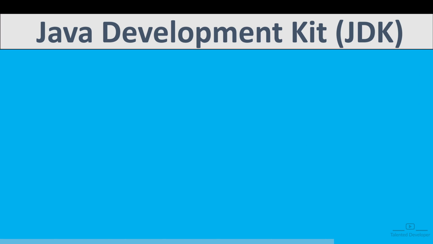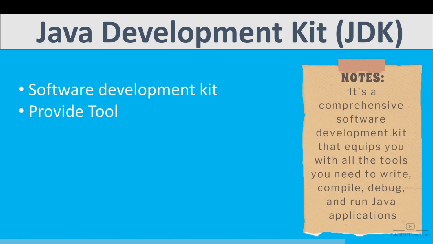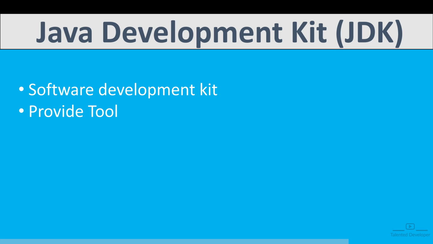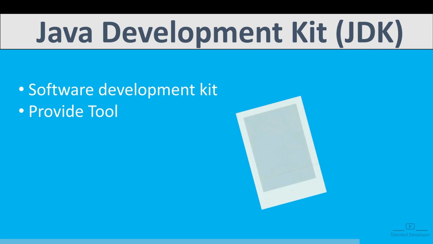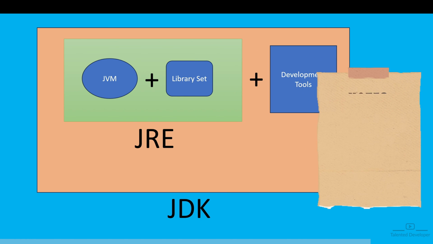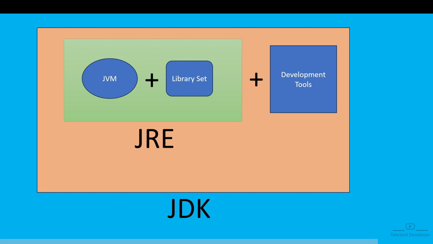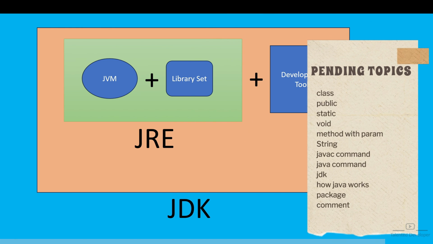Lastly, we have the JDK, that means Java Development Kit. If you are a Java developer, then the JDK is your best friend. It is a comprehensive software development kit that equips you with all the tools you need to write, compile, debug and run Java applications. You cannot compile your Java program without the JDK installed on your machine. Once you compile the code with JDK tools, you get the bytecode file. The JDK is geared toward developers, and the JRE is for end users who want to run the Java application on their machine. The JDK includes a compiler, debugger, libraries and other essential tools for Java development. It also bundles a private Java runtime environment, allowing you to run Java applications during development and testing without needing a separate installation.